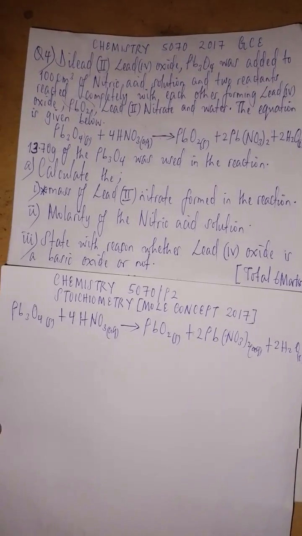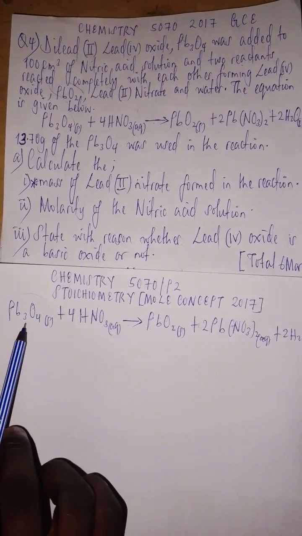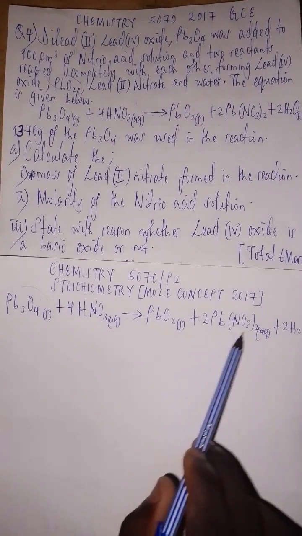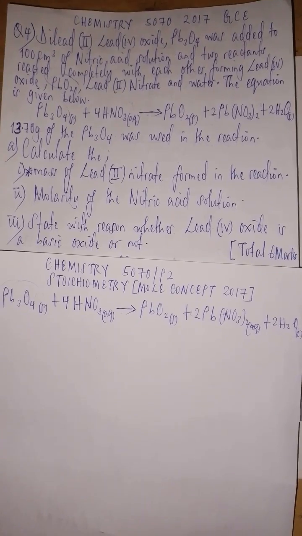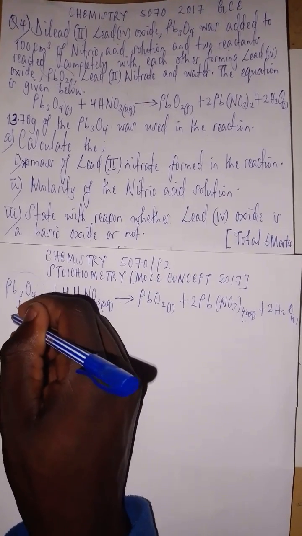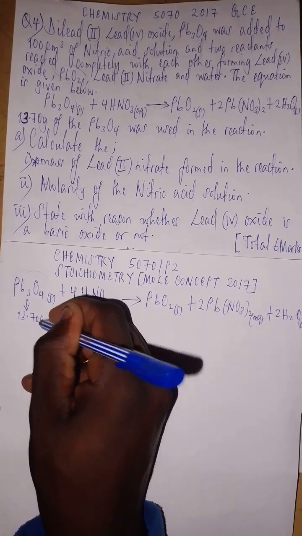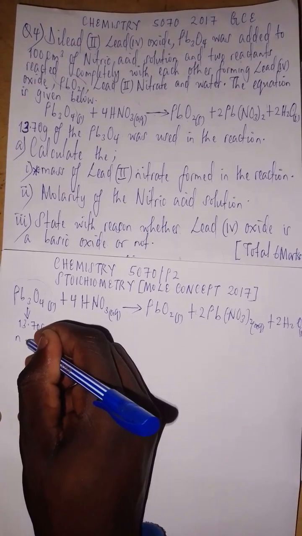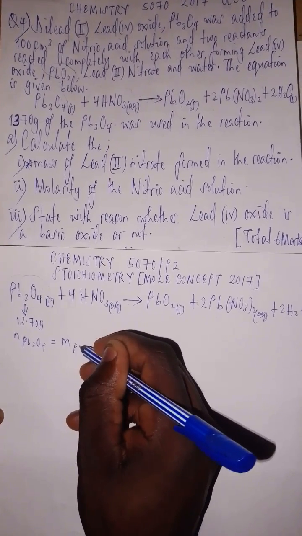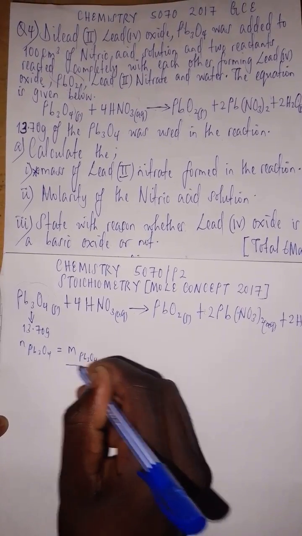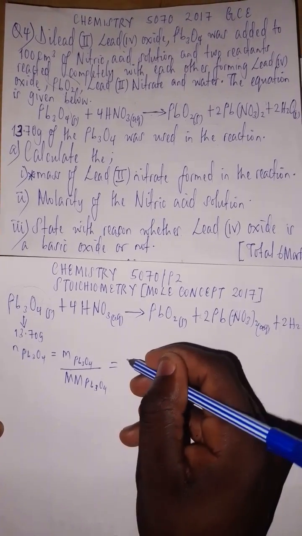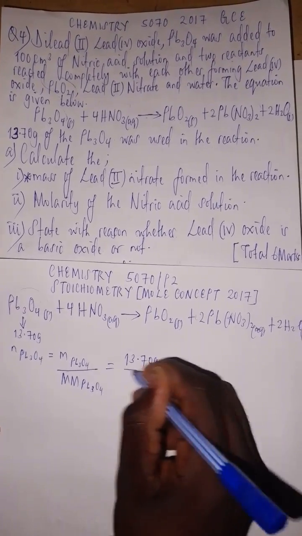Okay, so I'm going to first calculate the number of moles of Pb3O4, then use those moles in order to calculate the number of moles of lead(II) nitrate by utilization of mole ratios. Since this compound which reacted was 13.70 gram, let me find the number of moles. So number of moles of Pb3O4 will be equal to the mass of Pb3O4 over the molar mass of Pb3O4. So the mass we've been given is 13.70 gram, which reacted.